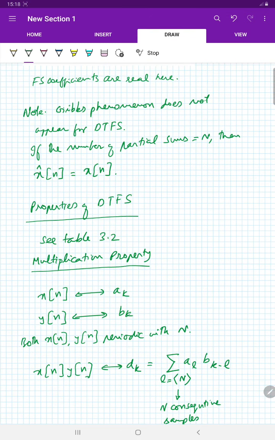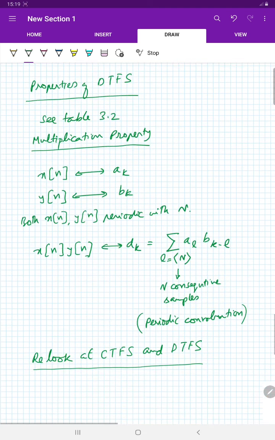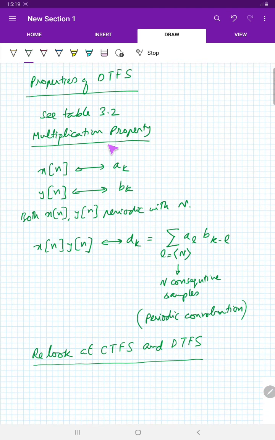Now properties of the DTFS pretty much carry forward to the same thing from the continuous time series. We will not go into the details. All the properties are listed out in table 3.2. Please have a look at that. Just an important difference is that of the multiplication property. This is again a matter of notation. So x[n] transforms to a_k, that is x[n] has the Fourier series coefficients a_k, y[n] has the Fourier series coefficients b_k. Both of them are periodic with period capital N.